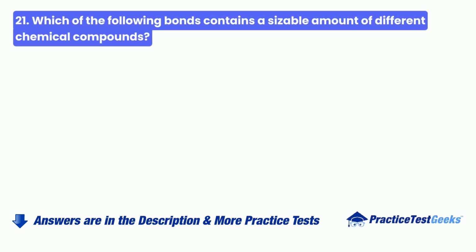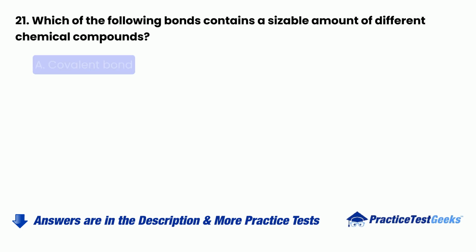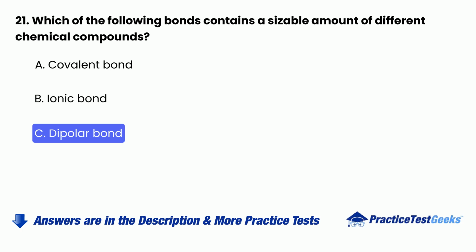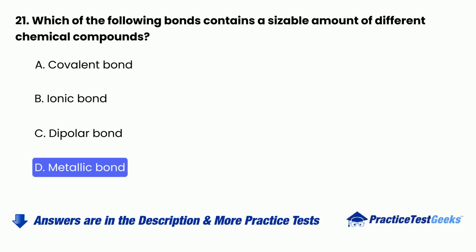21. Which of the following bonds contains a sizable amount of different chemical compounds? A. Covalent bond. B. Ionic bond. C. Dipolar bond. D. Metallic bond.